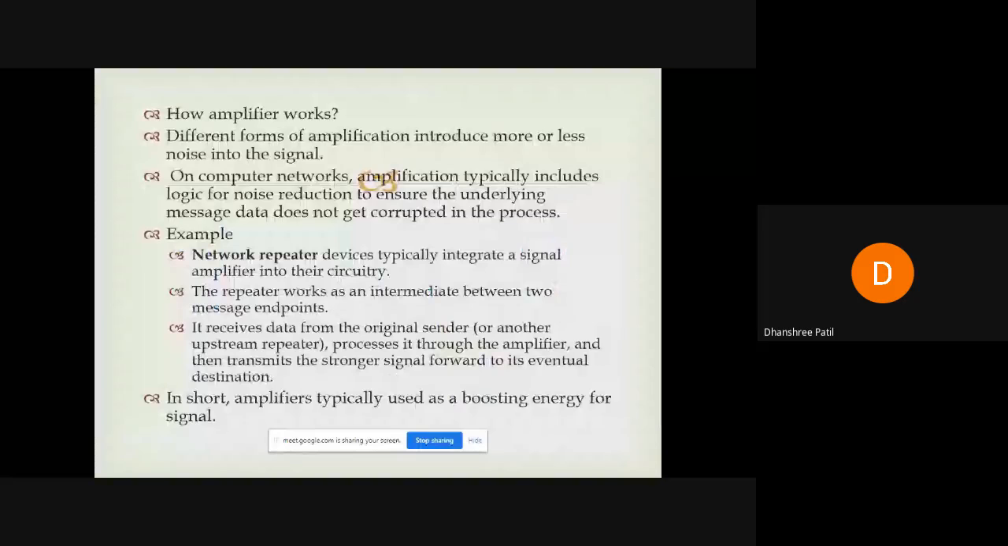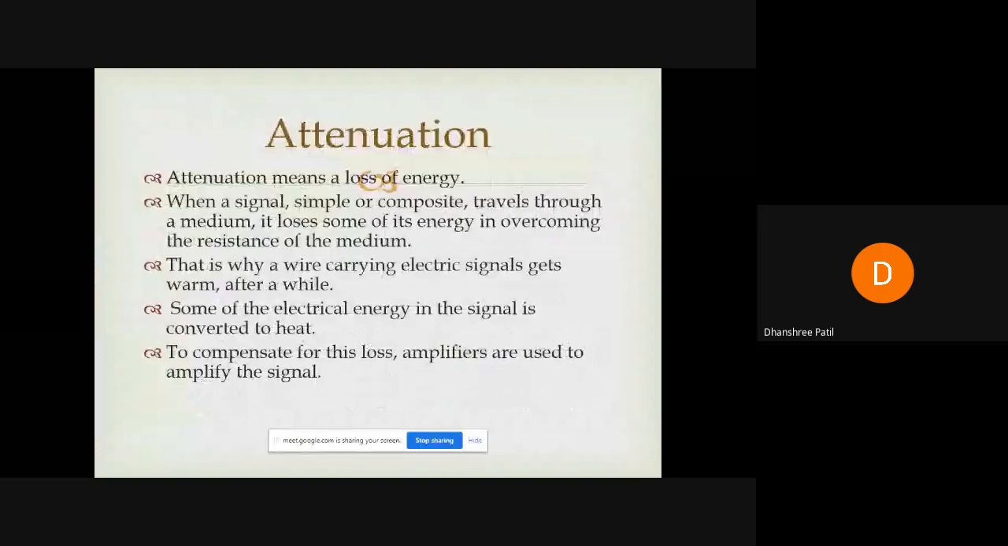We are going to see some examples on this. Attenuation means what? Loss of energy.